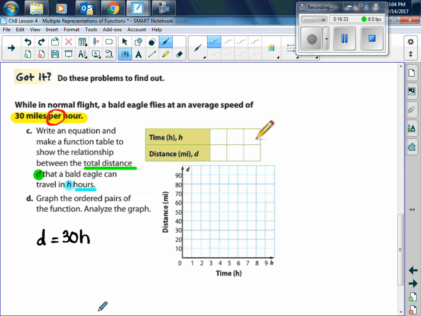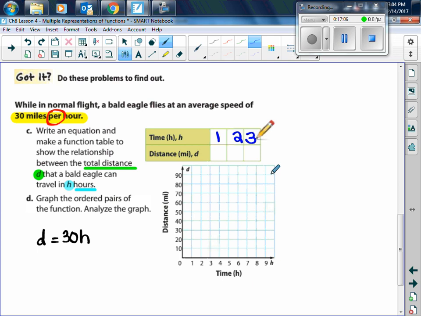Okay. So now we're going to write our equation or our function in a function table. So what should I choose for hours? 1, 2, 3. We could choose 0, 1, 2, 3. We can start with 1, 2, and 3. Okay, because we know if he flies 0 hours, he's going to go 0 miles, right?